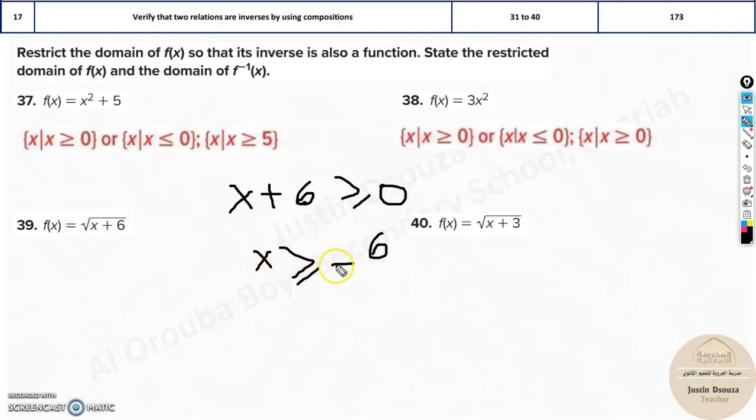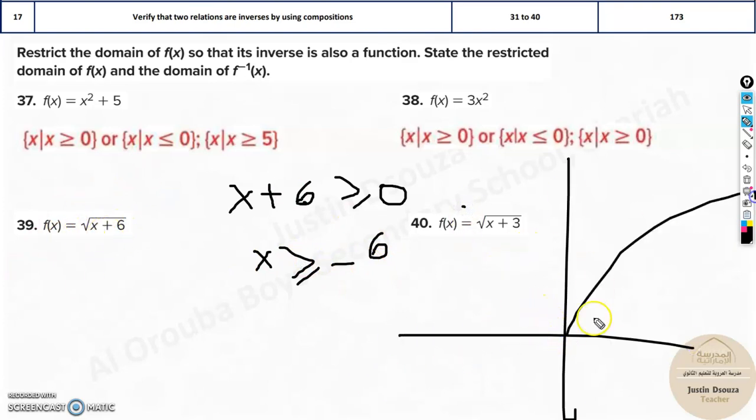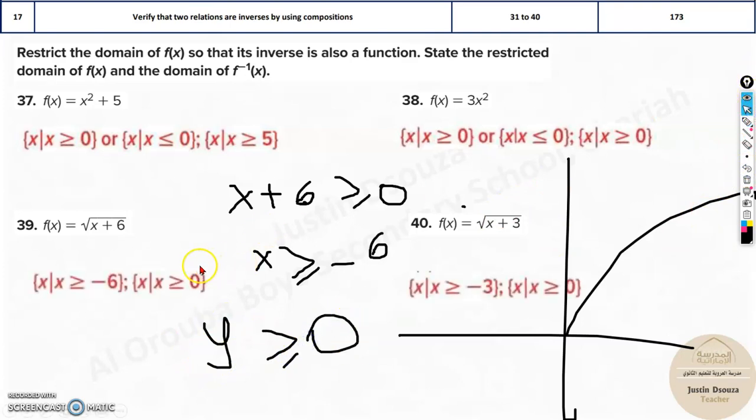That's it. Okay. What is the range? Range is the y value. Square root function, remember, is only greater than or equal to 0. So the range over here is y is greater than or equal to 0. Now look at the answers. What is happening? This one, yes, it's clear. It's greater than or equal to minus 6. And the domain for the inverse function, look, the range has changed. Instead of y, we put x greater than or equal to 0.